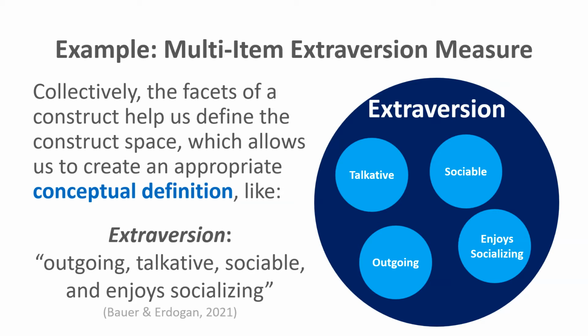So for example, let's take this direct quote conceptual definition from Bauer and Erdewin's textbook from 2021 for extroversion, where they define extroversion as being outgoing, talkative, sociable, and enjoys socializing. And so you can see very clearly in this conceptual definition how there are specific facets or subtraits that are referenced here and then included here as facets within the construct space.